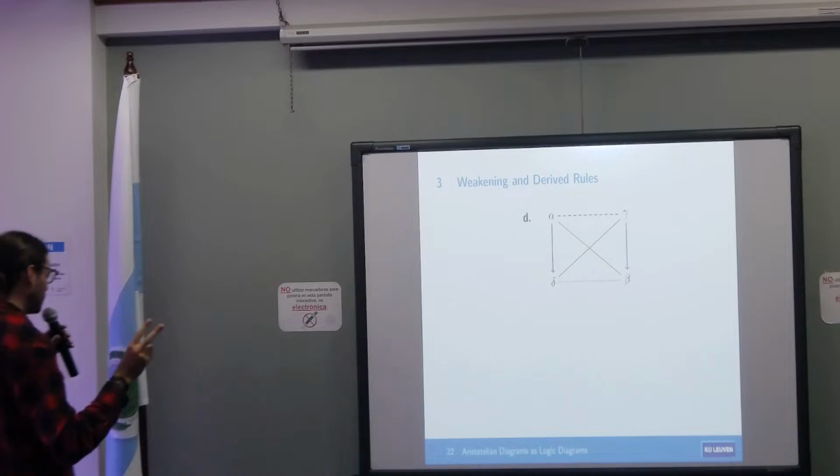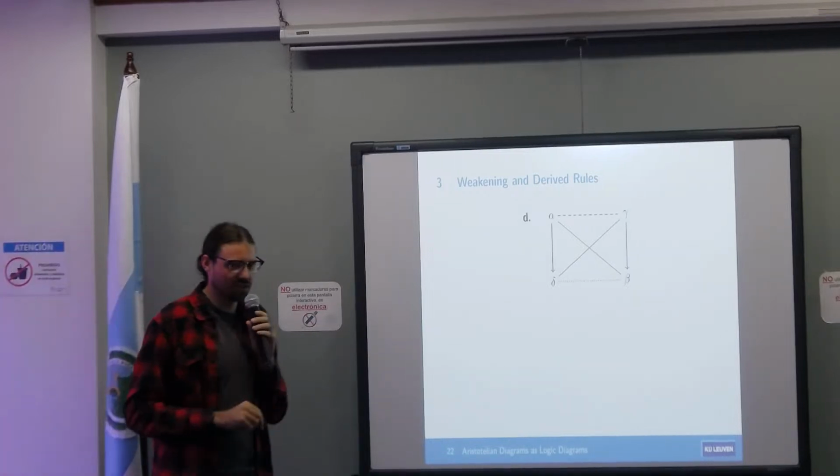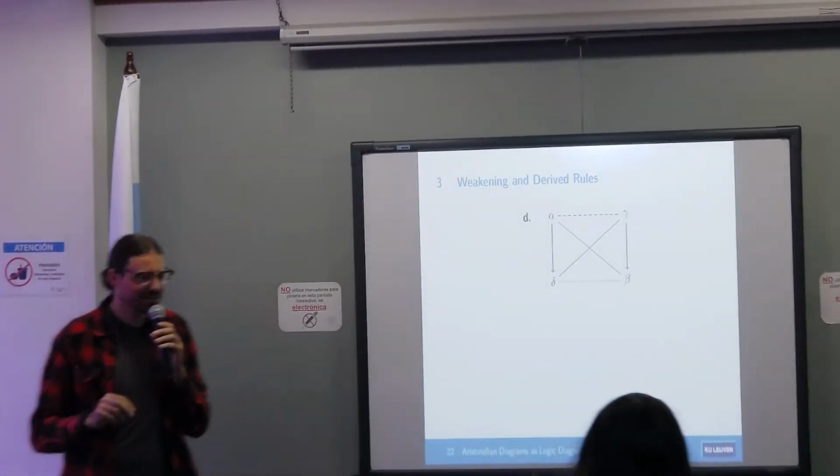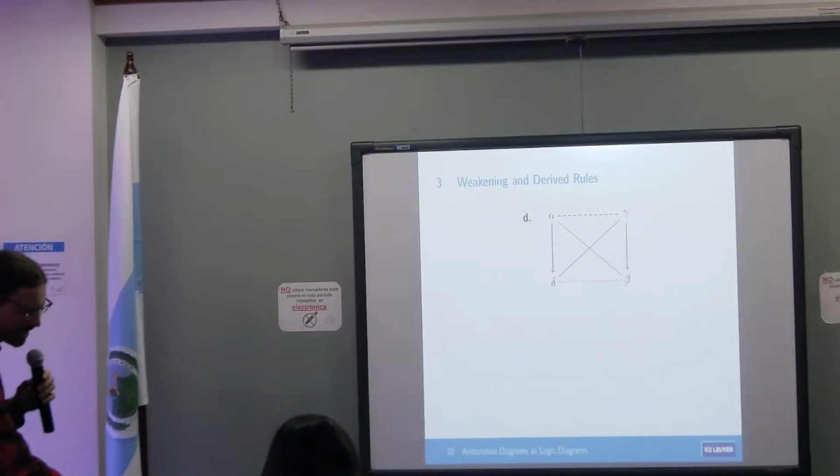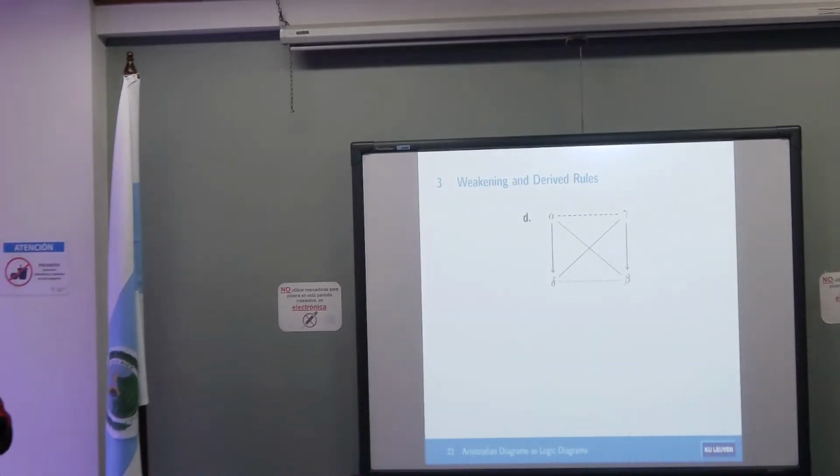So there are also the 2 structural rules. Let me just illustrate weakening for a second. Weakening simply says you're allowed to remove any of the lines, or sorry, the dotted or dashed lines or the arrows. So from square D, we can go to square E.